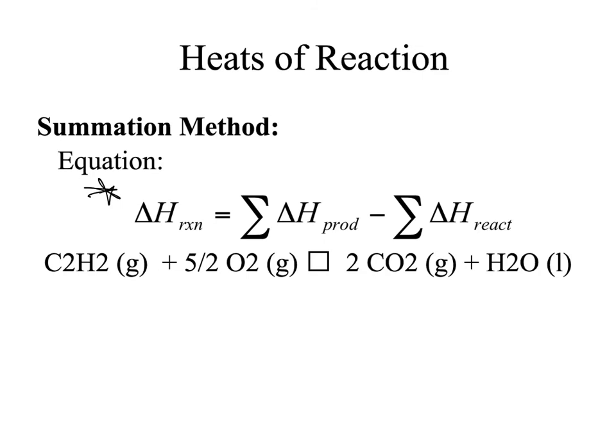The change in energy of the reaction equals these guys, oh, those are terrible arrows. These guys are the summation, the sum of the change in energy of the products minus the sum in the change in energy of the reactants. This minus is nice because this automatically changes the sign of those reactants for us.